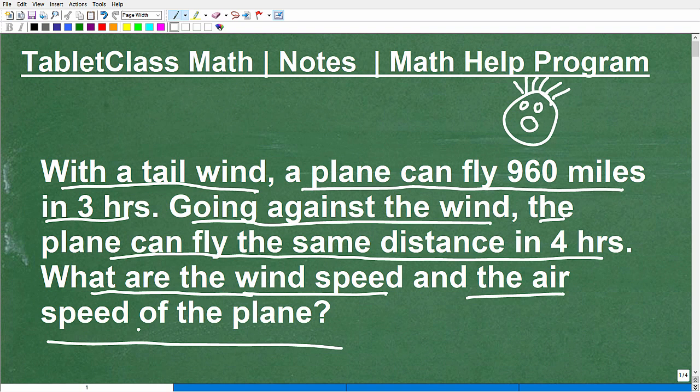Okay. So, obviously, we got an airplane problem going on here. We got the wind involved. Sometimes the wind's going with us, and sometimes the wind's going against us. So that's going to obviously influence the amount of time it takes us to get to a particular location. So we're going to break all of this down in just 1 second.